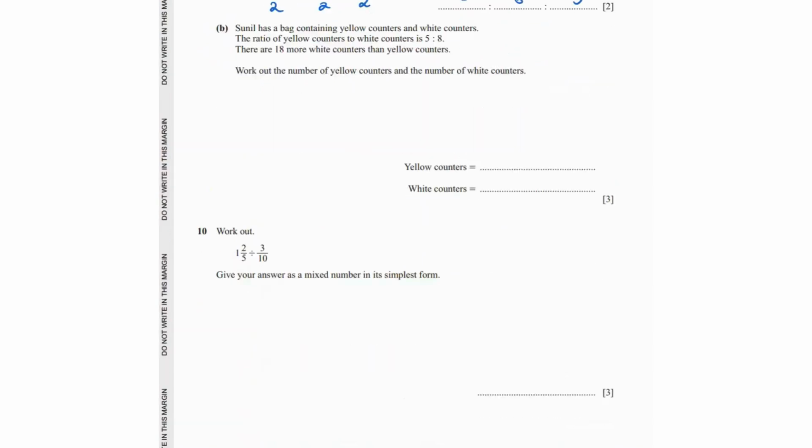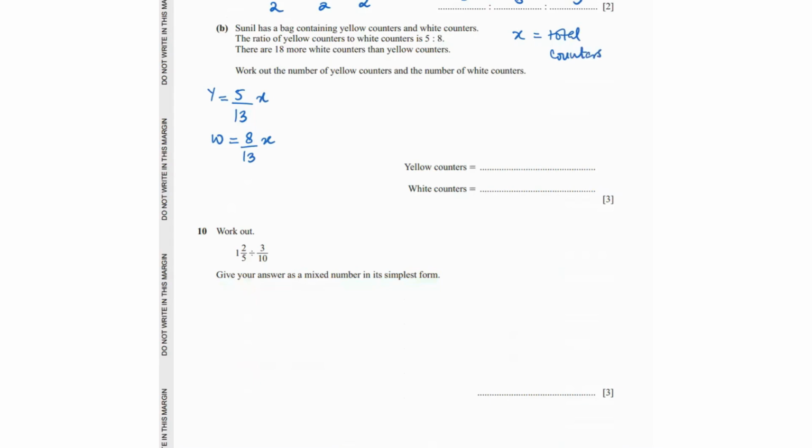Then Sunil has a bag containing yellow counters and white counters. The ratio of yellow counters to white counters is 5 is to 8. There are 18 more white counters than yellow counters. Work out the number of yellow counters and white counters. So for this, yellow counters are 5 over 13 x. To create a fraction from a ratio, we add all of the numbers, and that becomes the denominator of the fraction, and the numerator is the number assigned to that thing in the ratio. Similarly, white is 8 over 13 of x, x being the total counters. We don't know what that is.